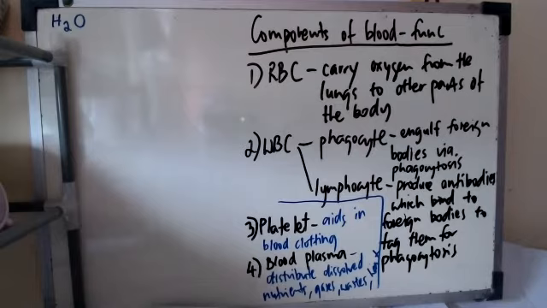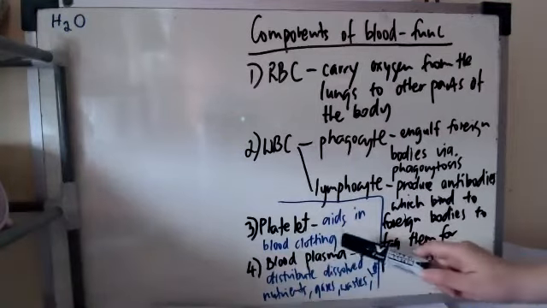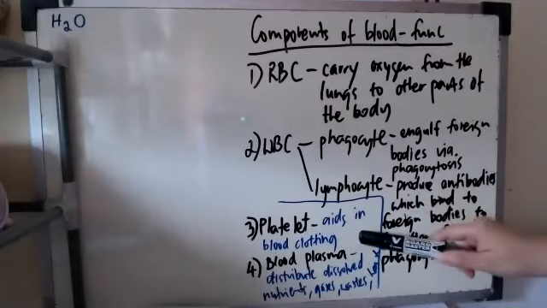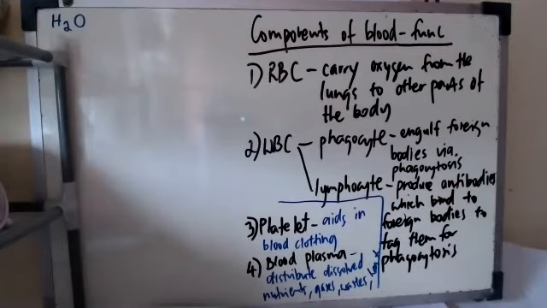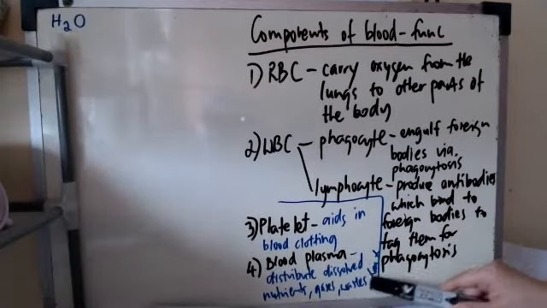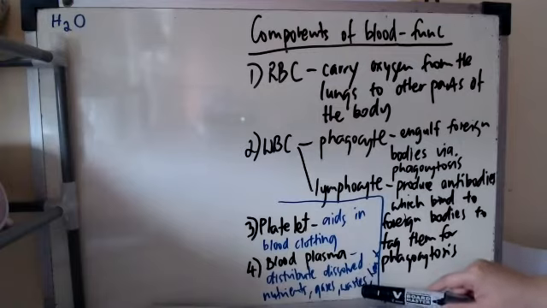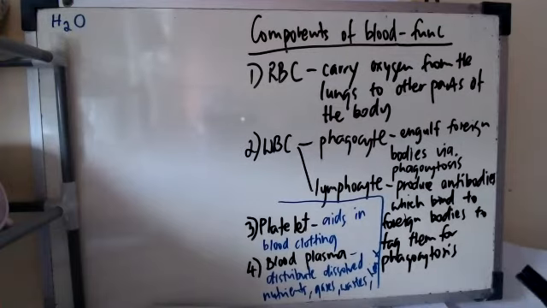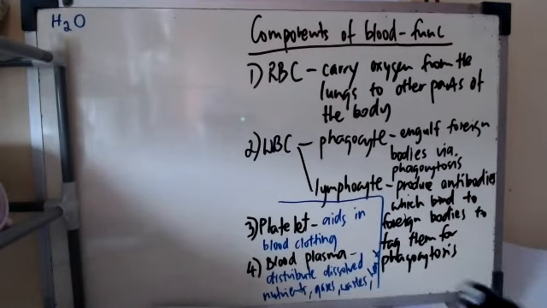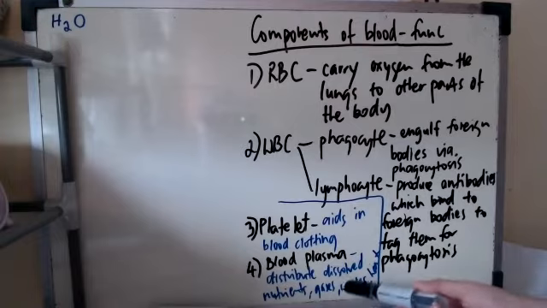Yes. Okay, next, platelets. Platelets will aid in blood clotting. I will tell you more about the blood clotting later. And then blood plasma. Blood plasma will distribute dissolved nutrients, gases, waste, and heat around the body. So basically, it will carry the nutrients from the small intestine to other parts of the body so that it will feed the cells with nutrients, gases as well.